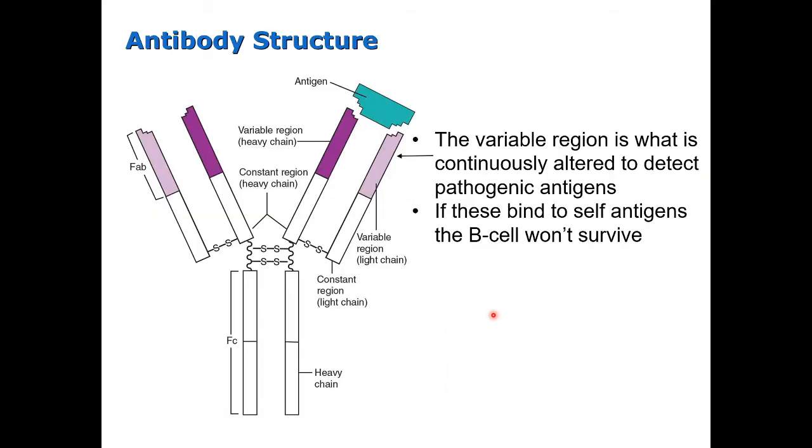The antibodies are structured with some tips, and these tips on the antibody vary. And these allow us to have antibodies with very, very diverse sets of receptors. If the antibody ends up binding to a self-antigen, then the B cell cannot survive.